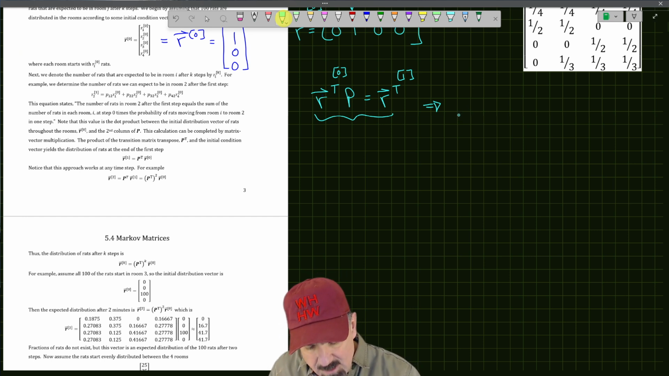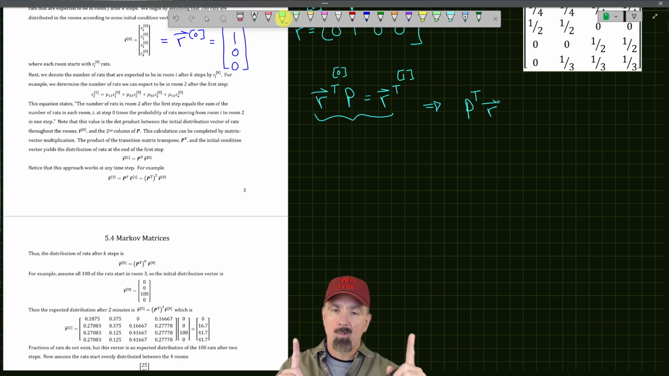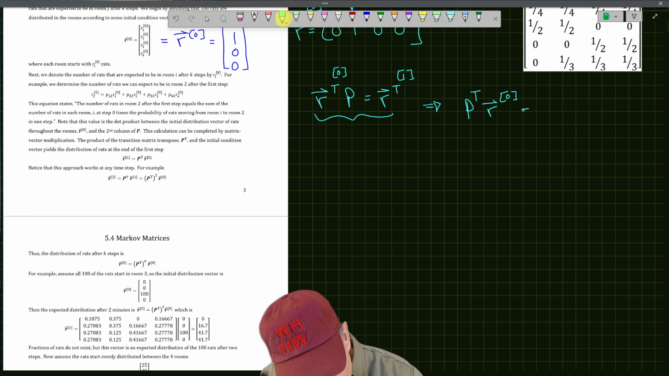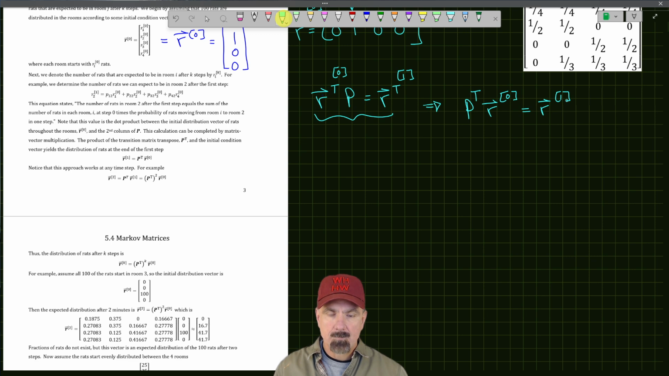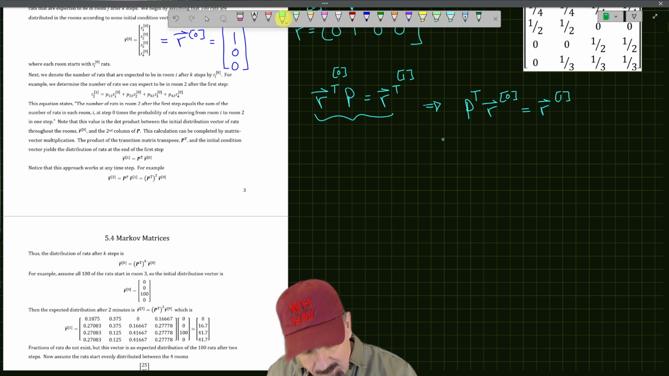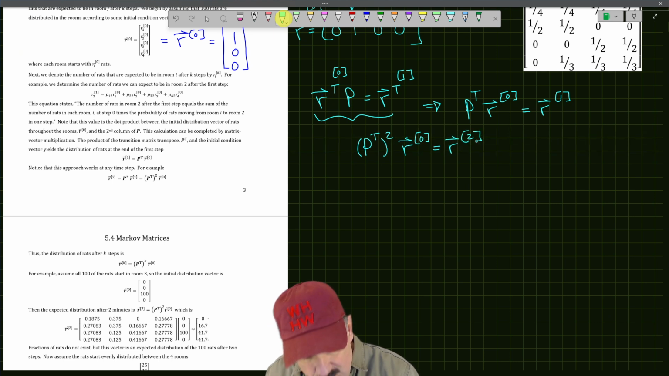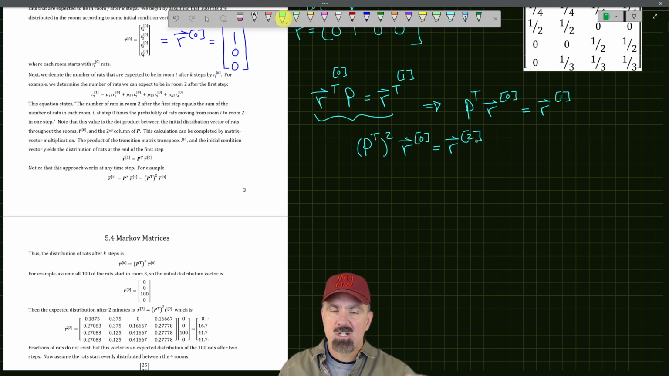We can see how this is going to work out when we do the transpose of both sides. This will become P transpose. This vector will be transposed. And remember, we do the transpose of the product, so we swap those. This is at step 0, and that's going to be equal to the distribution at step 1. As we demonstrated, if we take P transpose and square it and multiply by R0, that's going to give us R at step 2. This is the recursive nature of these transition matrices.